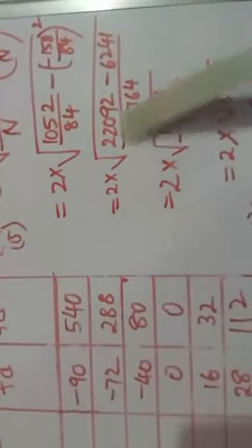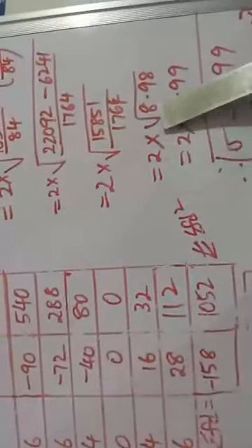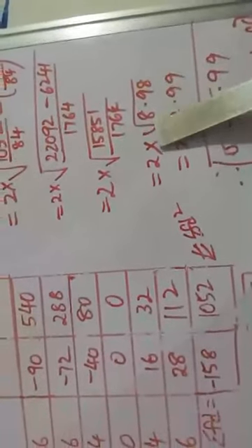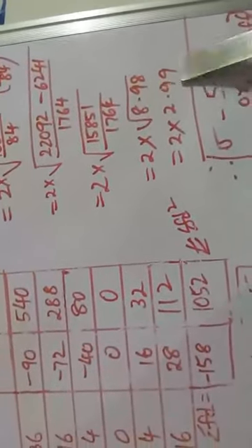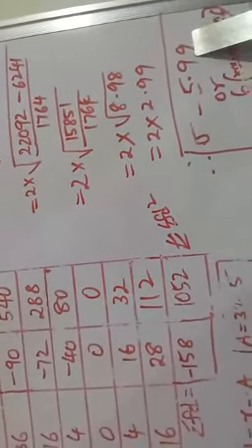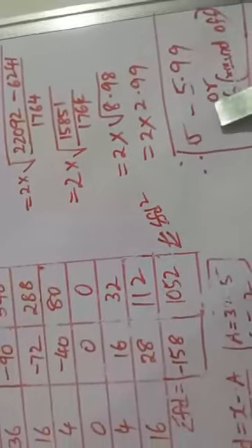Summation f d is minus 158, so minus 158 by 84 the whole square. Then take the LCM for this, 1764. Do the multiplication, 15851. Then 2 into, if you divide this term, you will be getting 8.98. Again the square root of this term is 2.99. So finally sigma is 5.98 or 5.99, or 6 as the rounded-off value.